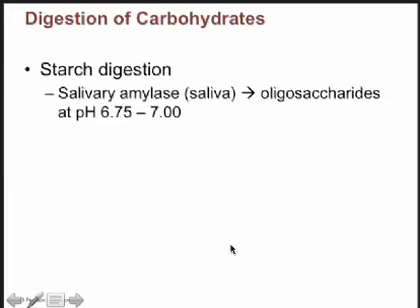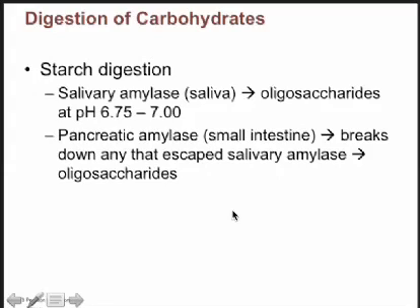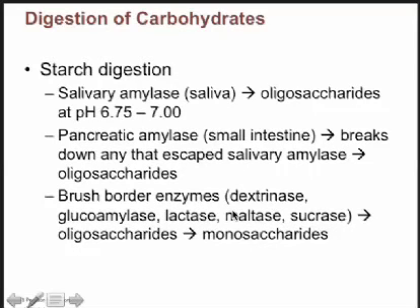Basically, glucose polymers are broken into maltose, which are glucose disaccharides, at around pH 7 or so. Pancreatic amylase breaks down any of the starch molecules that escaped the action of salivary amylase, again, in order to ultimately absorb the monosaccharides into the bloodstream.